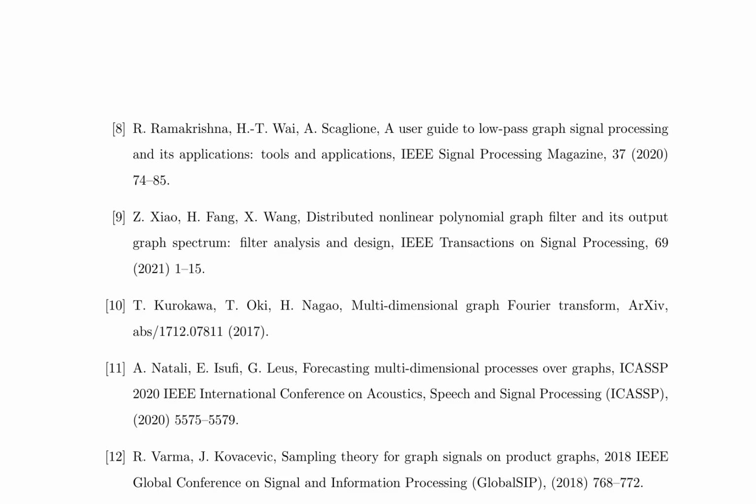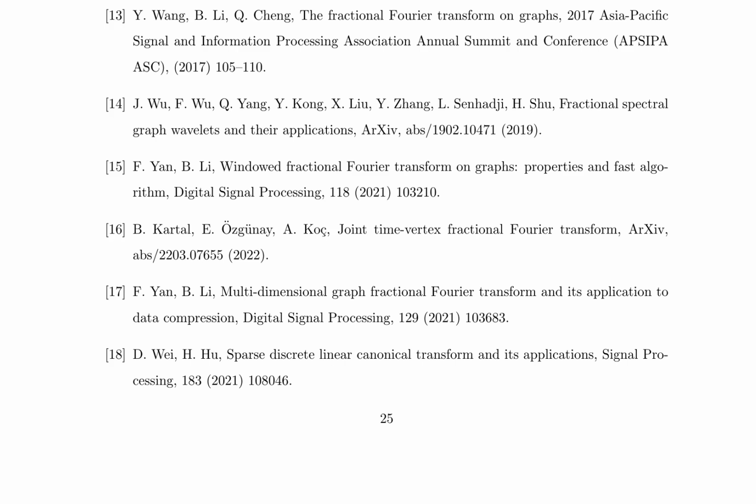The authors provide an extensive review of existing literature on graph signal processing, specifically focusing on graph Fourier transform, graph filters, and graph transforms. They cite various works on graph signal processing, including low-pass graph signal processing, 8, distributed nonlinear polynomial graph filters, 9, multidimensional graph Fourier transform, 10, and forecasting multidimensional processes over graphs, 11. Additionally, they reference papers on sampling theory for graph signals on product graphs, 12, fractional Fourier transform on graphs, 13, and fractional spectral graph wavelets, 14.